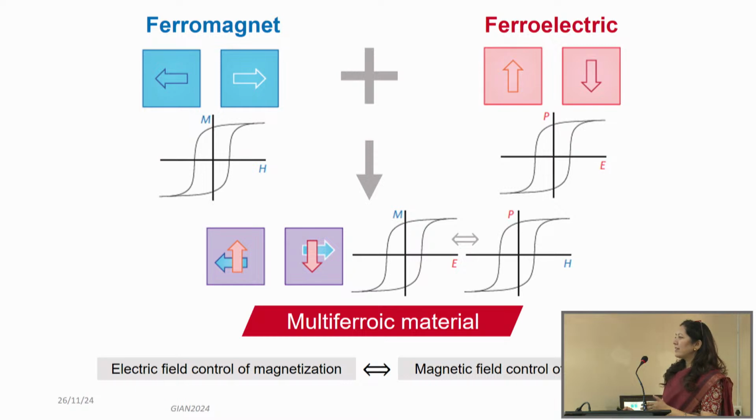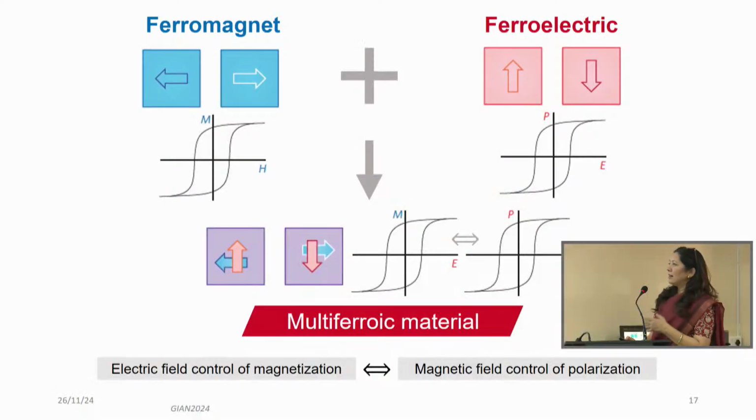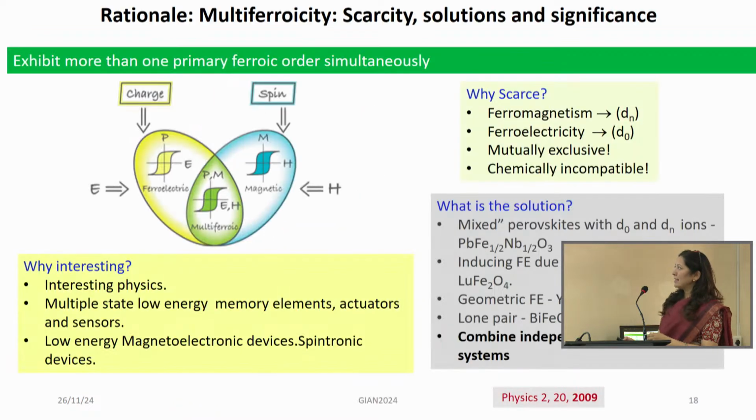Now, combining is not enough, you have to achieve the coupling between these two. So to achieve the coupling between ferromagnetic and ferroelectric material, you need to work with the science and with the understanding of the structure and various factors like critical temperature, how the intrinsic properties are working, and other things.